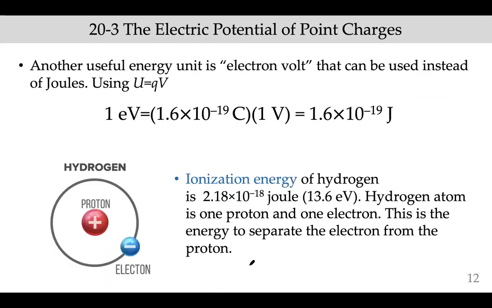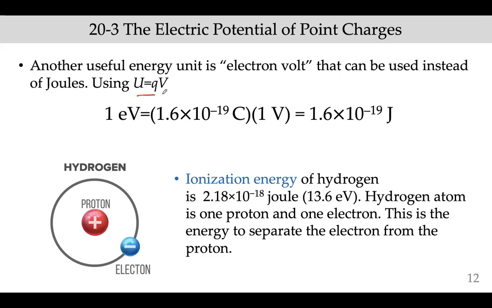So another useful energy unit is the electron volt, especially in chemistry. Instead of joules, you use electron volts more than joules. So it can be used instead of joules.